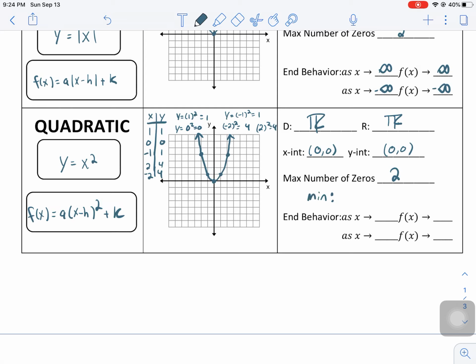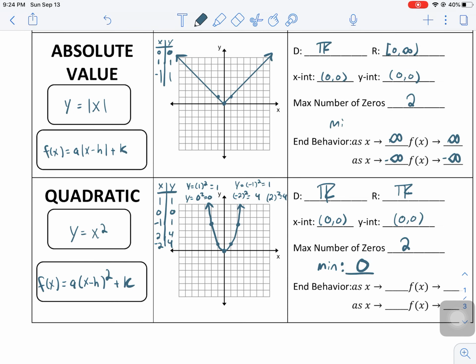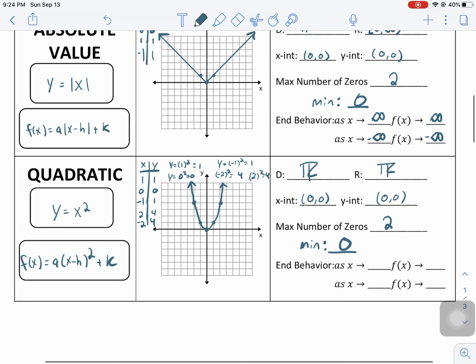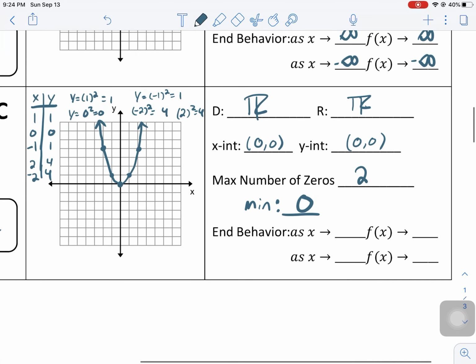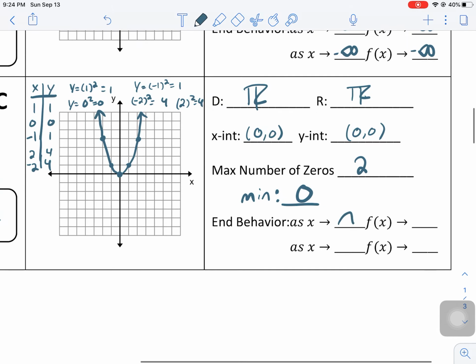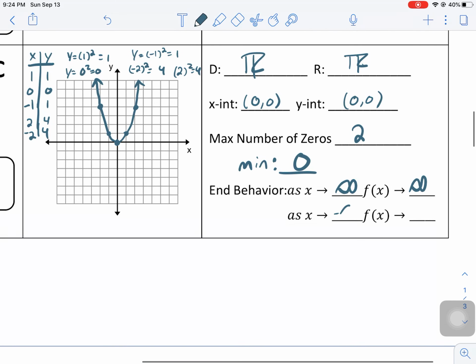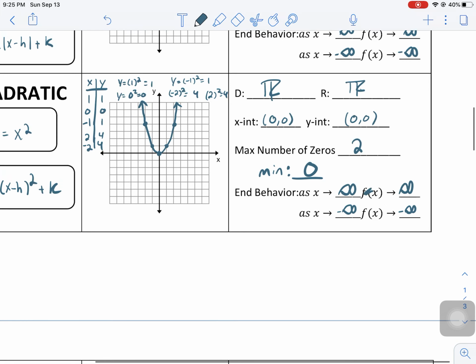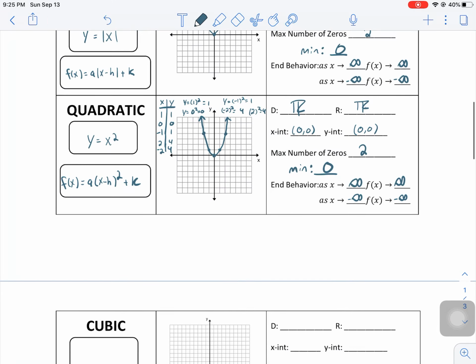How about the min number of this one, right? The minimum number of zeros would be 0. And if we went back to the absolute value, the minimum number of zeros here is also 0. Okay, so that might be something that is pretty important. That might come up to haunt us some days. End behavior, as x goes to positive infinity, f of x goes to positive infinity. As x goes to negative infinity, f of x goes to negative infinity. If the f of x thing is still screwing you up, guys, just use y for now, okay? But know that when I say f of x, I'm talking about the y values.